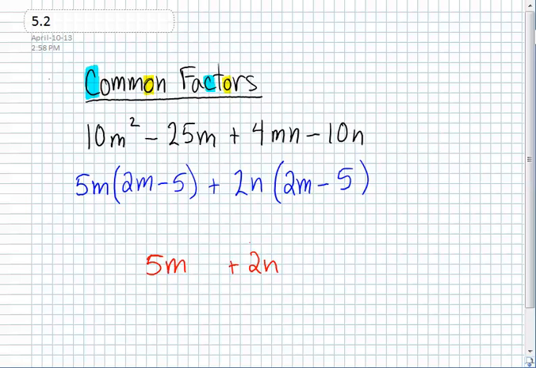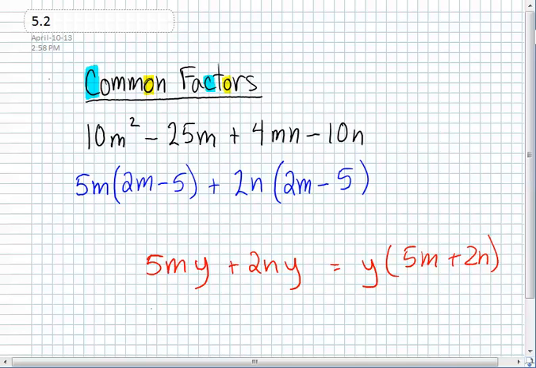Still not convinced? Well, let's say I wrote this down. 5my plus 2ny, and asked you to factor it, you would say, okay, well that would be y times 5m plus 2n, right? Correctly so, because y is a common factor to both. But what if I all of a sudden told you at the very end that y was equal to 2m minus 5? In which case, that would make this 2m minus 5 times 5m plus 2n, right? It's the same thing.